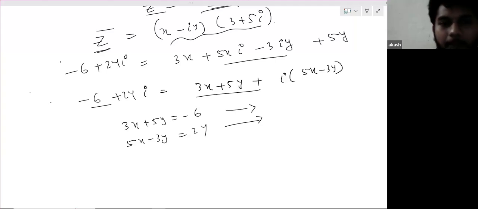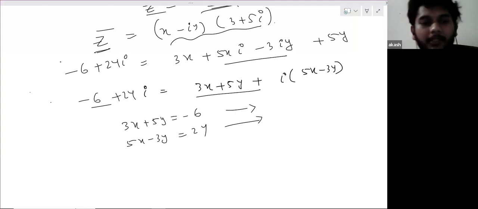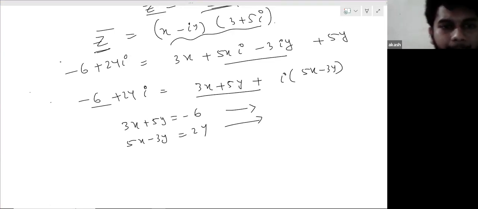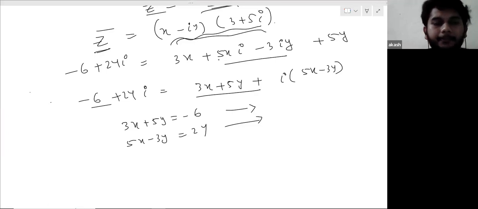So remember, whenever trying to solve complex number questions, this is the method we tend to use. Just do what they are saying and compare. You'll get the answer. Okay. So I hope conjugate is also clear.